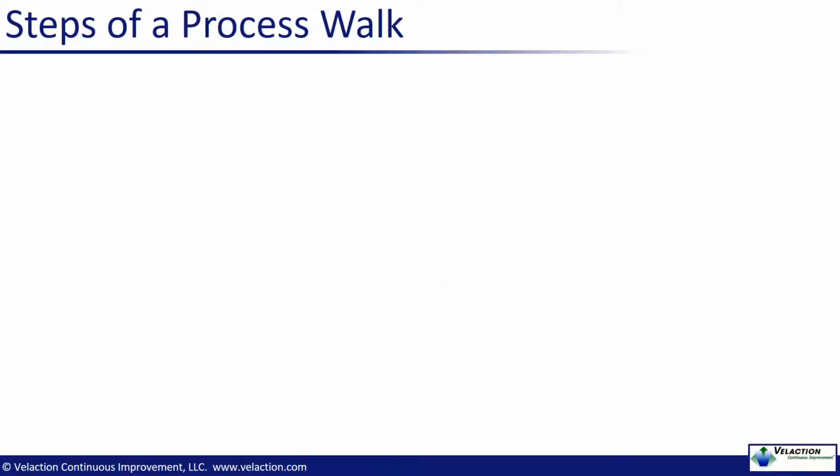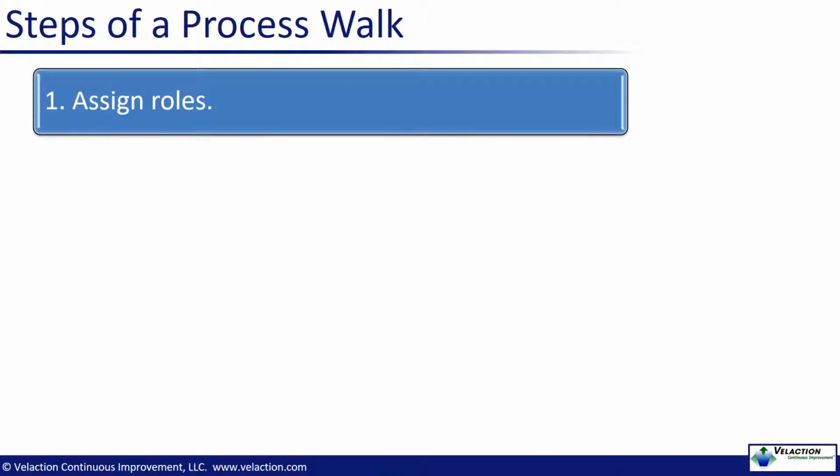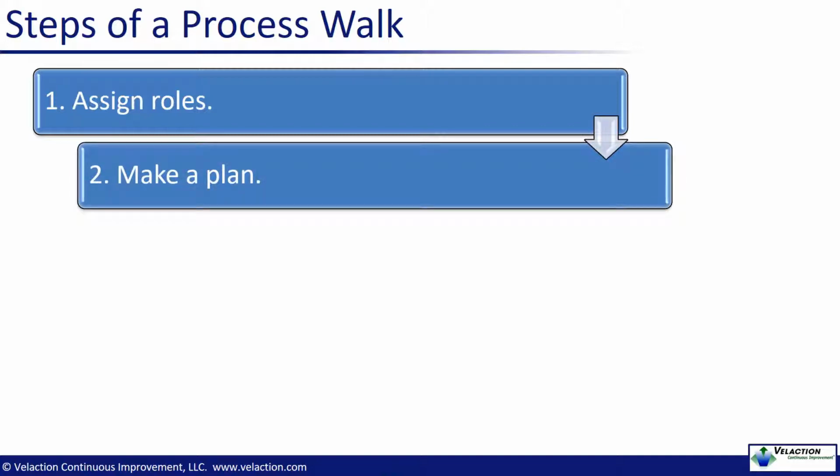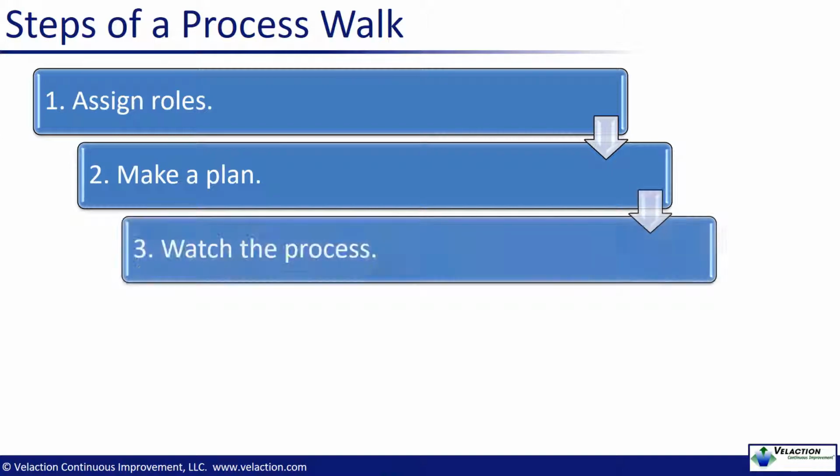The steps of a process walk are relatively simple. Your first task will be to assign roles. We'll talk about these jobs in just a moment. Before you go down and talk to anybody in the work area, make sure you have a plan. You want to disturb them as little as possible. Also, make sure you cover all of the bases so you don't have to go back and gather up any additional information. Once your planning is complete, go observe the process.